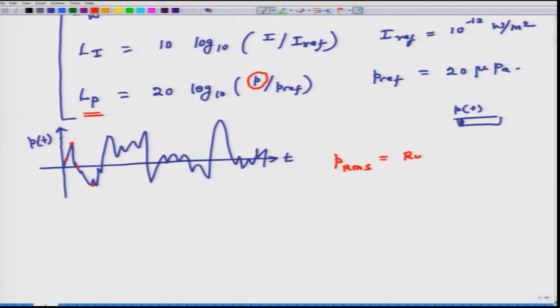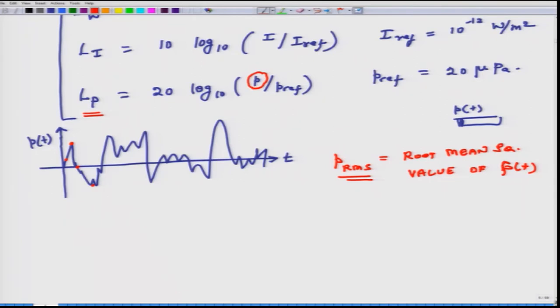That is the root mean square value of P(t). So, we take the entire signal and then take the RMS value of that entire signal, and that number we plug in. So we don't put individual values, but we take the entire signal for which we are trying to figure out the sound pressure level, take its RMS value, and then put the RMS value in this formula, Lp equals 20 log10 P divided by P ref.